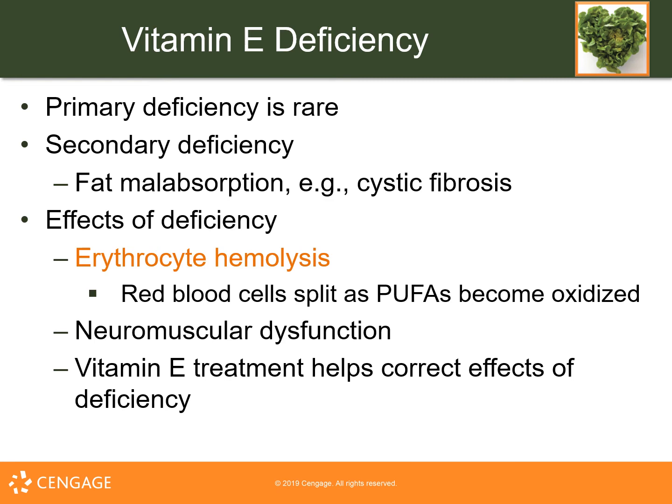Effects of deficiency include erythrocyte hemolysis. So without vitamin E, red blood cells break and spill their contents as the polyunsaturated fatty acids in their membranes become oxidized. You also have neuromuscular dysfunction. So for example, loss of muscle coordination and reflexes, impaired vision and speech. Vitamin E treatment helps correct the effects of deficiency.